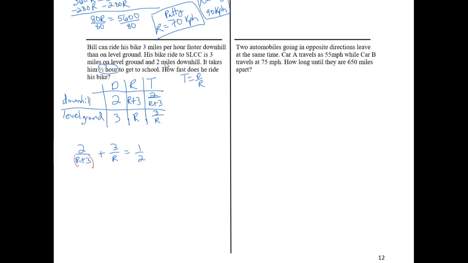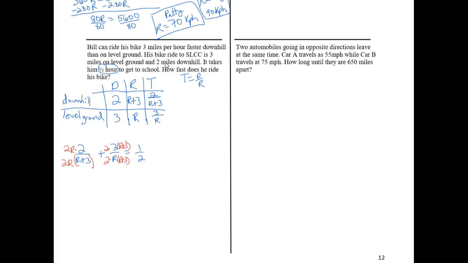So my first denominator needs a 2 and an r. So 2 times r plus 3. Whatever I do in the denominator, same thing in the numerator. The second denominator, r, needs a 2, and it needs an r plus 3. So now it has 2r, r plus 3.